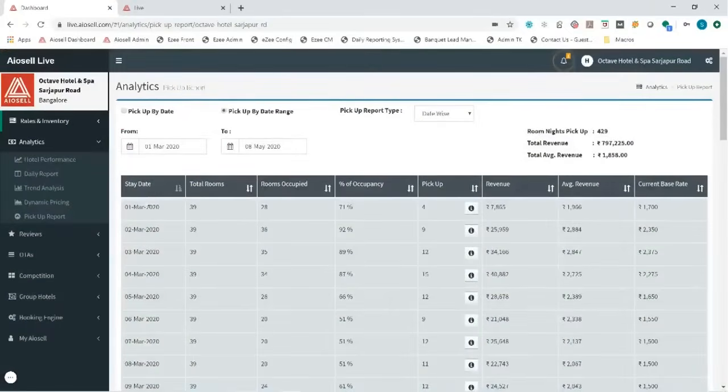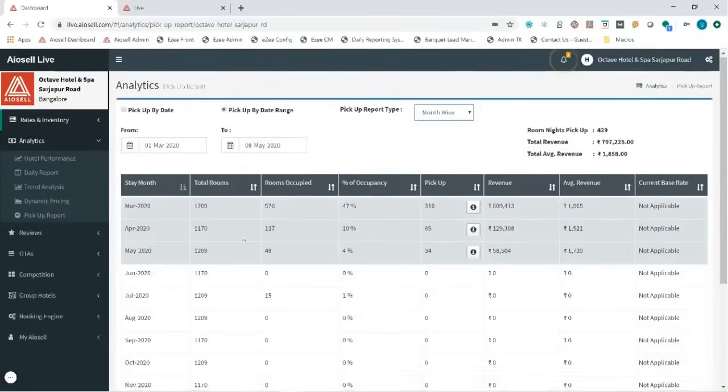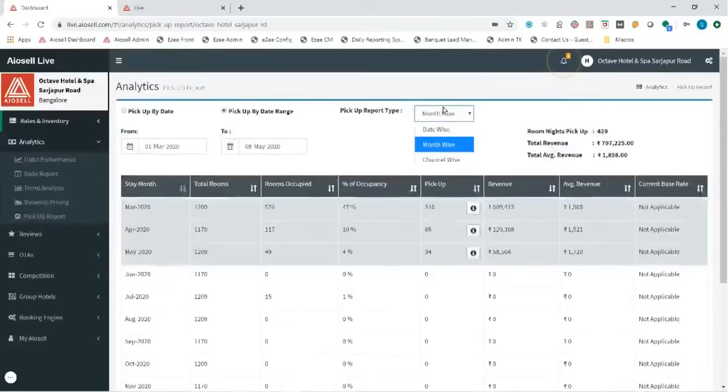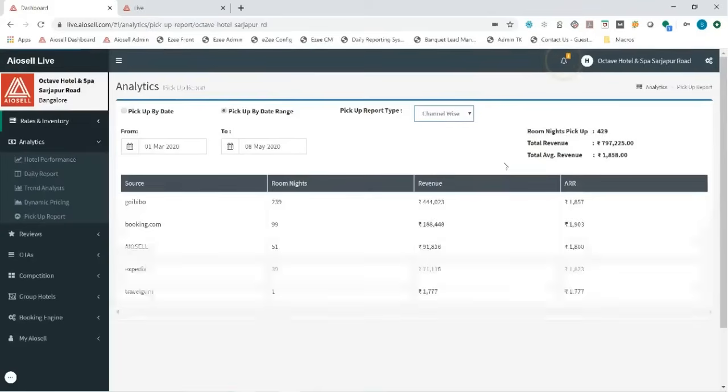We can actually do this date wise, or we can do this month wise. So we know which months of the year the pickup came for, or we can even segregate it based on channels. So we can understand which channels gave us the bookings depending on room nights, revenue, as well as ARR.